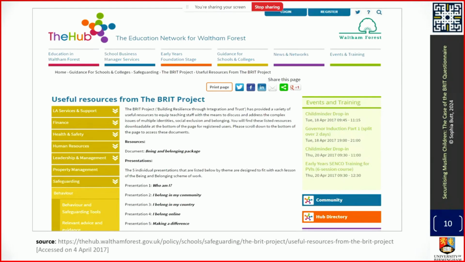So what we saw when this was released initially in 2015 was that it started across schools in London, and the government decided to start with the London Borough of Waltham Forest. And you can see a web page here from the Hub, the education network for them, listing useful resources for the BRIT project, things like being and belonging package, who am I, I belong in the community, in my country, I belong online, I want to make a difference. So all these things linked to identity and community. And that's because the BRIT project was touted as being about community integration and cohesion and identity.